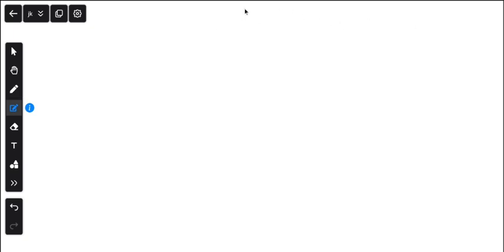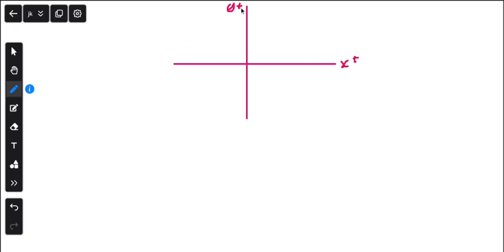There is this part of the quadrants that you need to understand. This is the positive side of x. This is the positive side of y. This is the negative side of x, and this is the negative side of y. So let's talk about cos and sine.